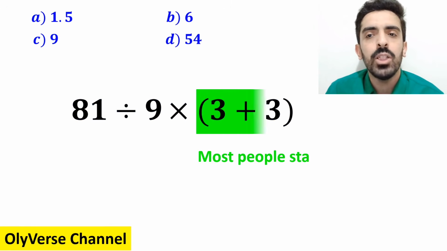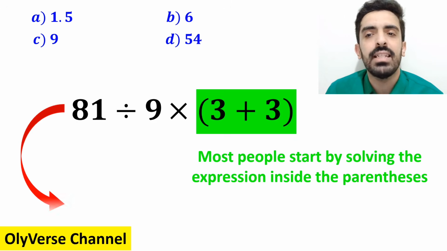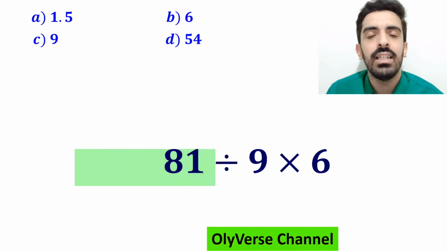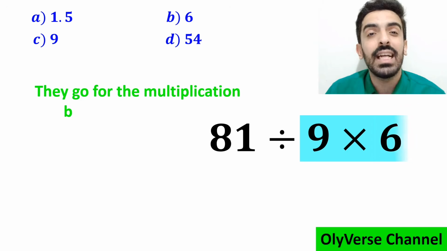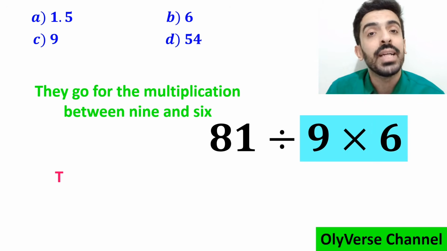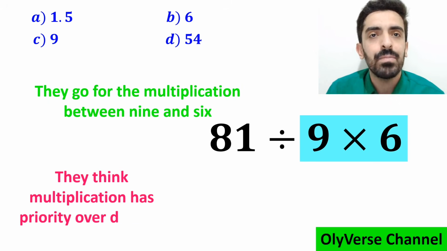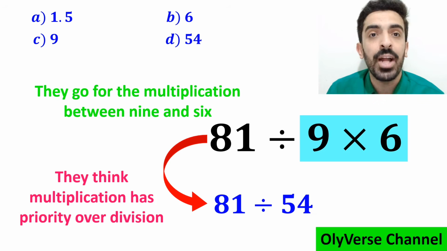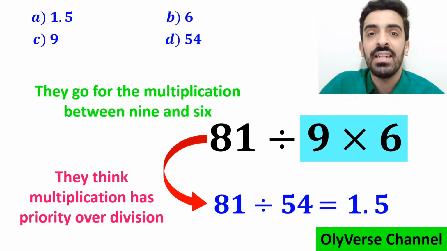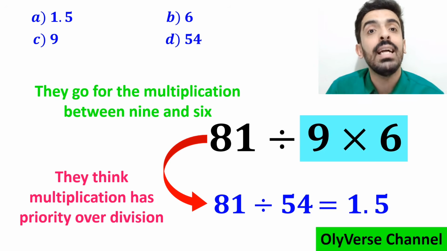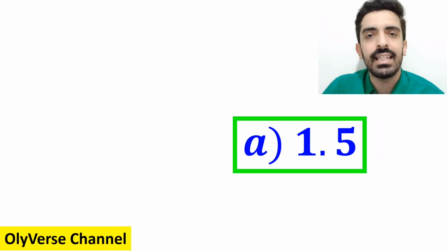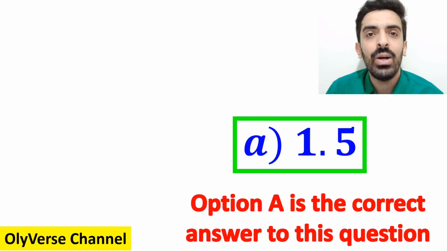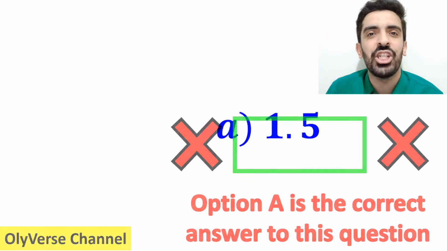In the first step, most people start by solving the expression inside the parentheses and replace it with 81 divided by 9 multiplied by 6. In the next step, they go for the multiplication between 9 and 6 because they think multiplication has priority over division. So, this expression simplifies to 81 divided by 54, which finally gives them the answer 1.5. And immediately, they quickly say that option A is the correct answer to this question. However, it's not the correct answer to this question.